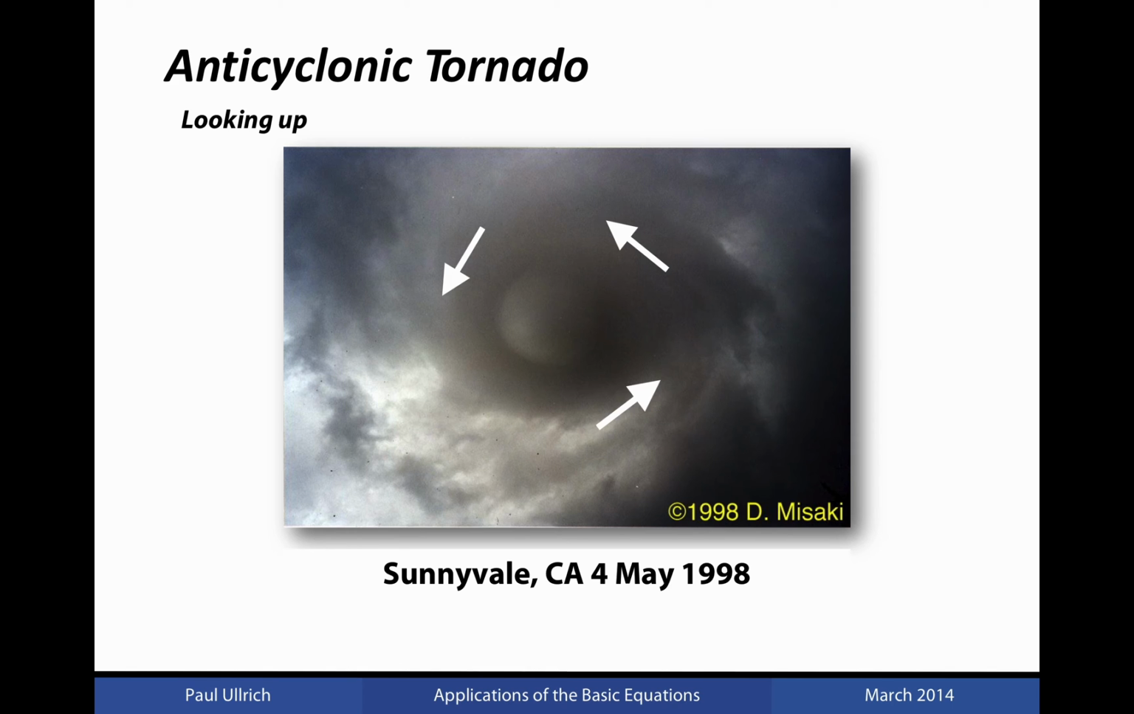In this image shown here, which is a picture of a tornado taken from the ground looking up through the feature, we see counterclockwise rotation looking up, which corresponds then to clockwise rotation looking down on the object. Hence, this tornado is actually an anticyclonic tornado. That is, the flow is clockwise about a low pressure region.